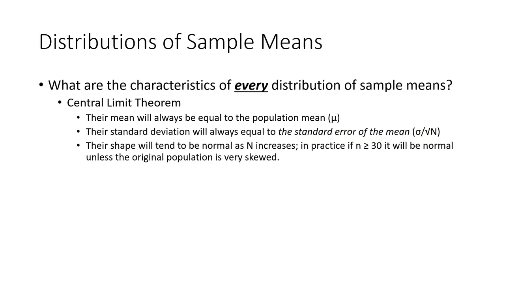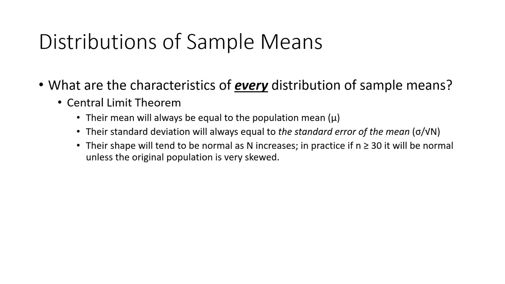So what we learned is that the distribution of sample means has specific characteristics, and the central limit theorem tells us what those characteristics are. The mean of every distribution of sample means will be equal to the population mean. The standard deviation, or the spread of the distribution of sample means, will be equal to the standard error of the mean, or sigma divided by the square root of n. That is a measurement of sampling error.